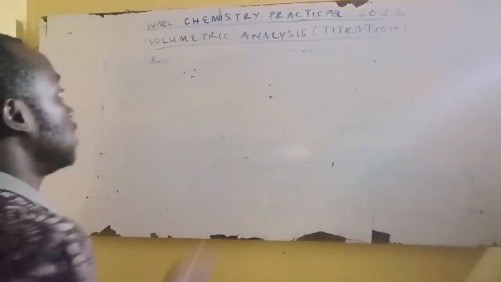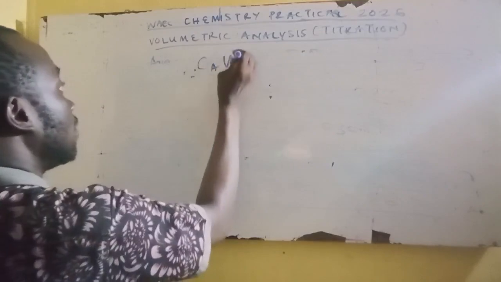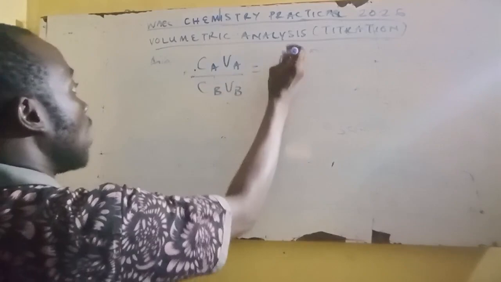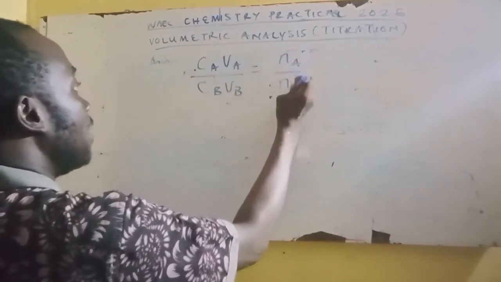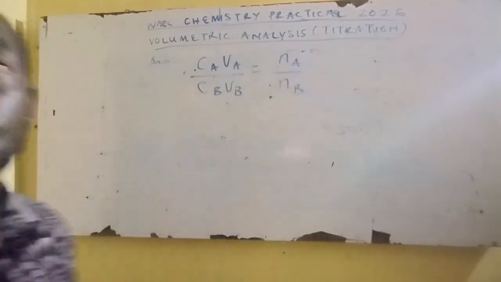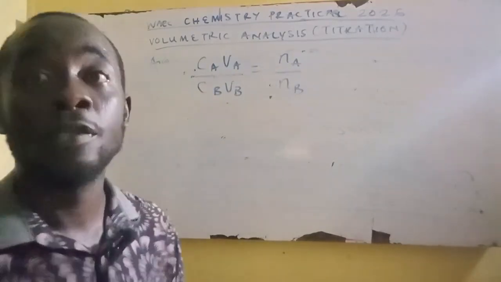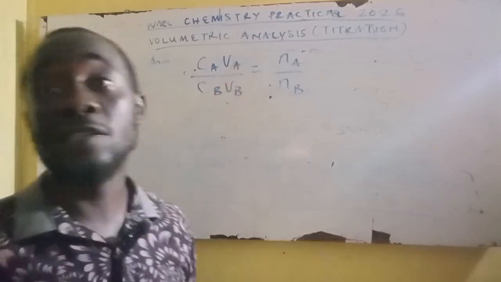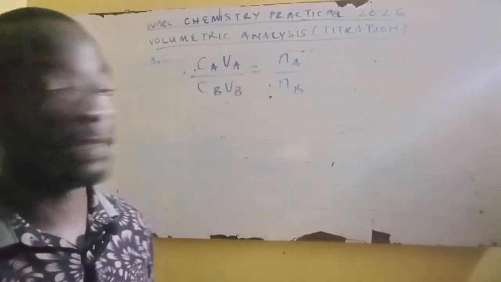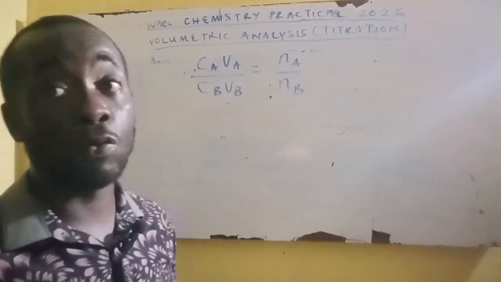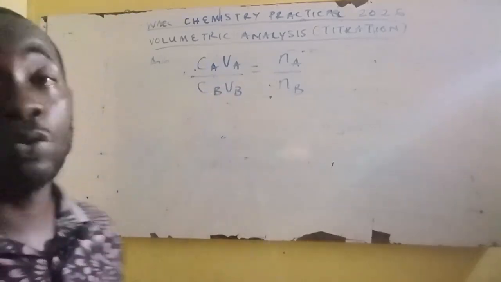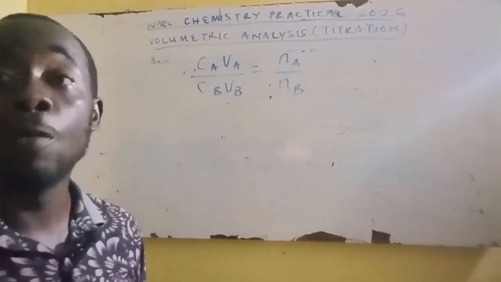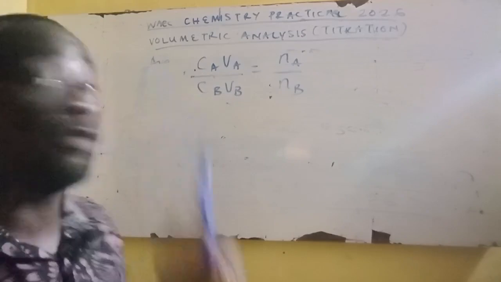The first one is CAVA over CBVB equals NA over NB. Now this CA means the concentration of the acid, and this VA means the volume of acid. That volume of acid is your titer value that you got. The CA, you will be told to calculate it. The CB also, you can be told to calculate it. Then the volume of base is the volume of your burette, or the volume of your pipette, sorry.